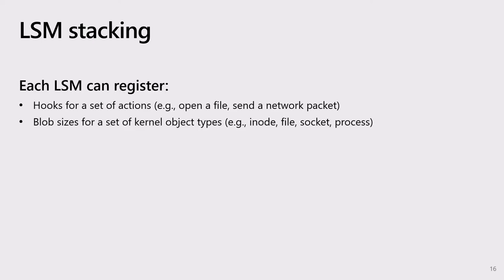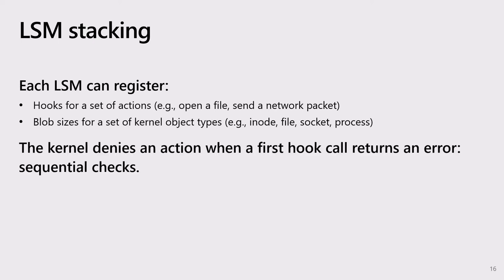Each LSM can register a set of hooks for a set of actions, which enable to check access, for example, when opening a file, sending a network packet, doing an ioctl, and so on. Each LSM can also now register for blob sizes for a set of kernel object types, which are used to tie specific data to kernel objects, for example, inode, files, socket, and so on. The kernel denies an action when a first hook call returns an error. These are sequential checks.